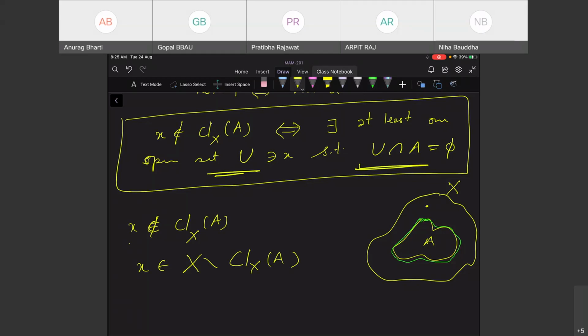Can anyone tell me what kind of set this is? Is this open? Is this closed? Or is this both open and closed? Arpit, Raj?